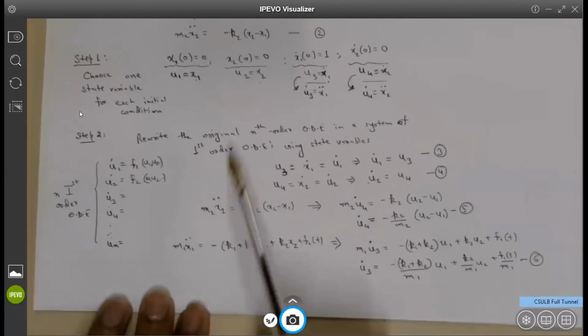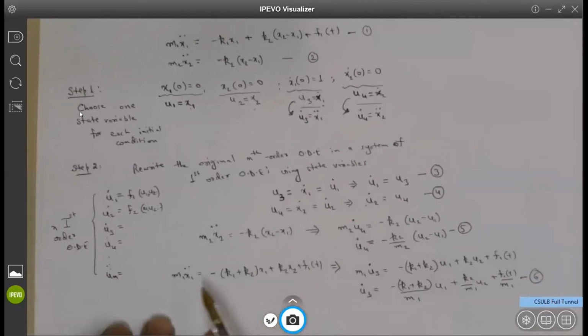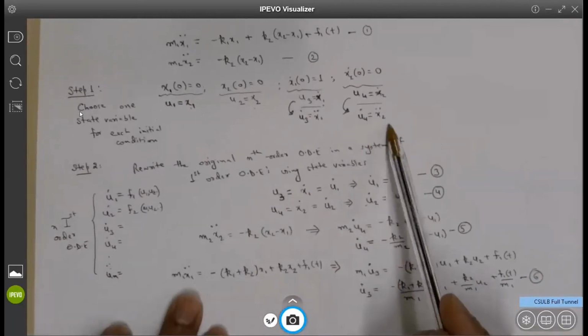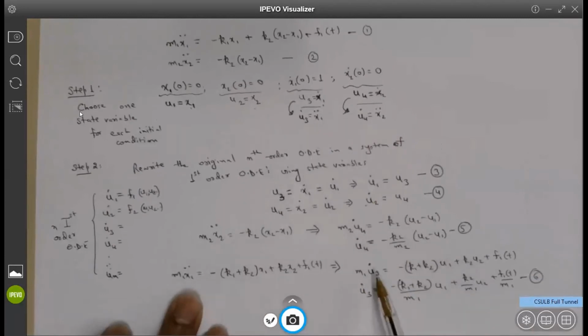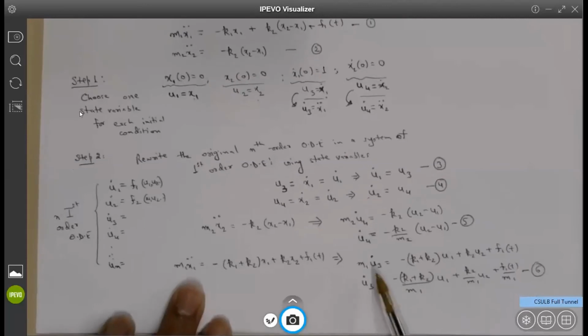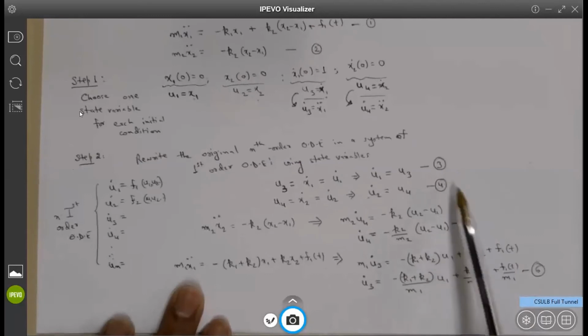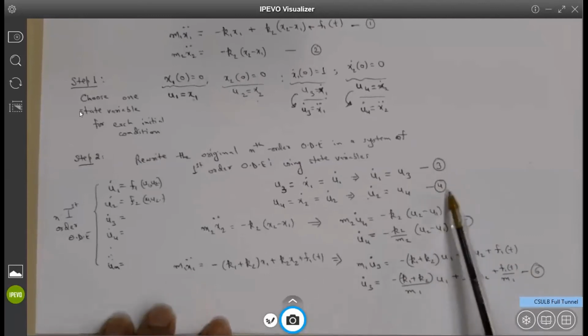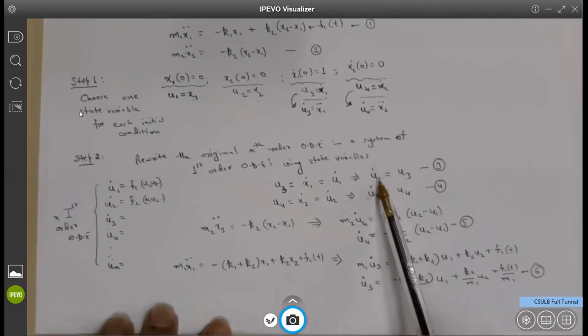And similarly from the first equation, instead of X1 double dot, I'm using U3 dot. So M1 times U3 dot is this specific term. And if I take M1 to the denominator, it will be basically this equation number 6. So I got equations 3, 4, 5, and 6. If you look at these equations, you will see that each one of them is a first order differential equation in the state variables. This is a first order differential equation. This is a first order differential equation. This is a first order differential equation. This is also a first order differential equation.